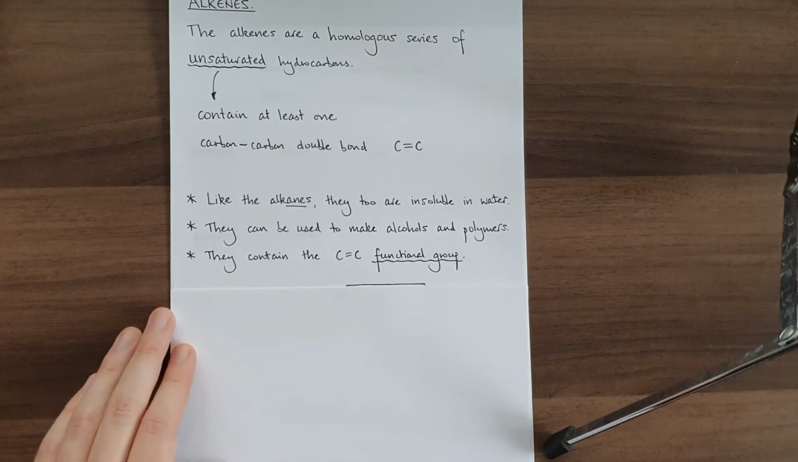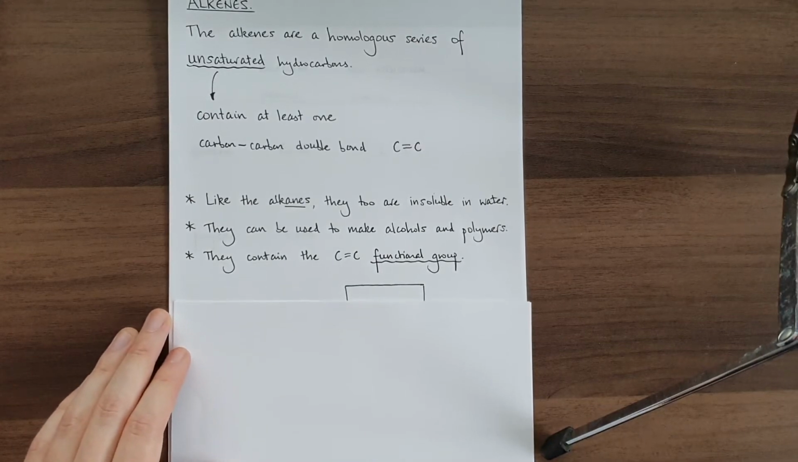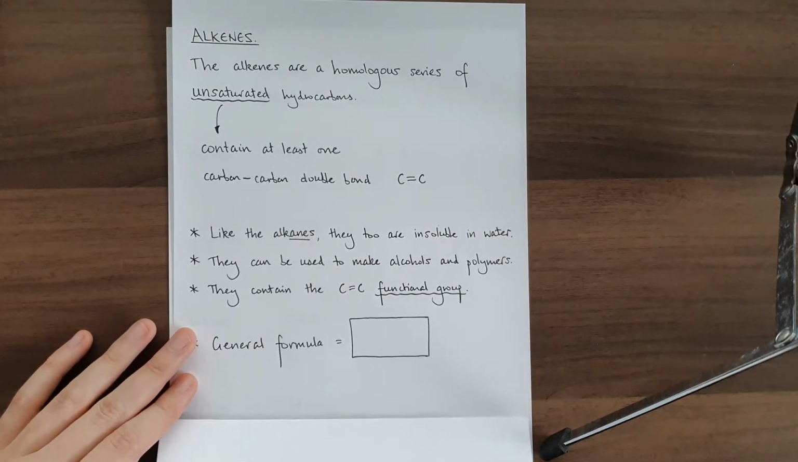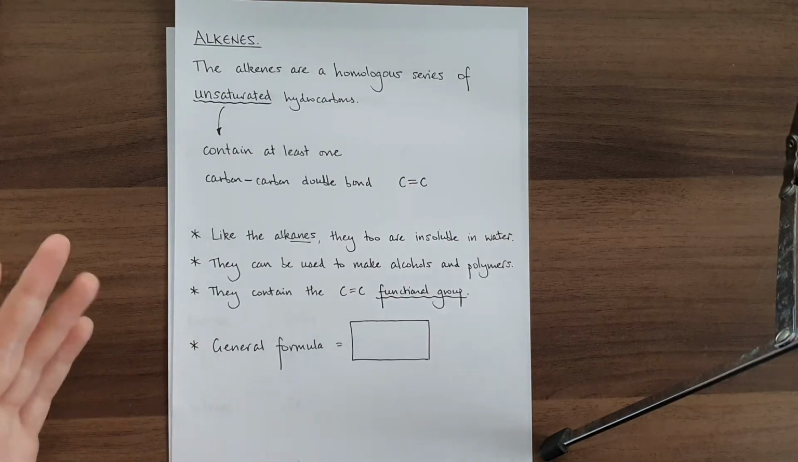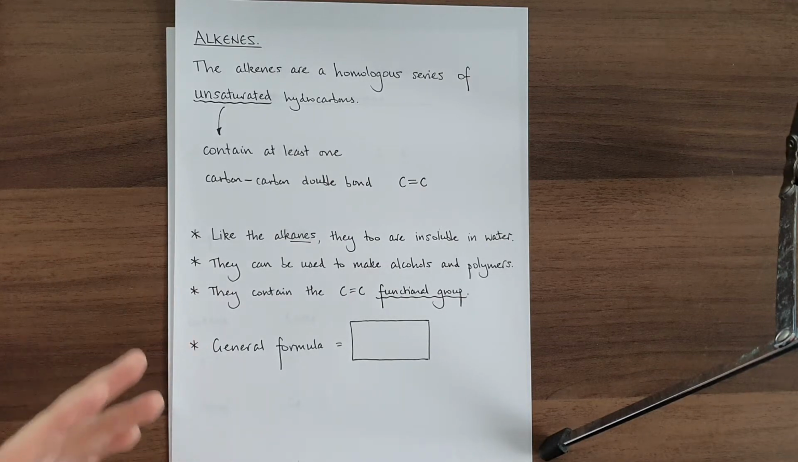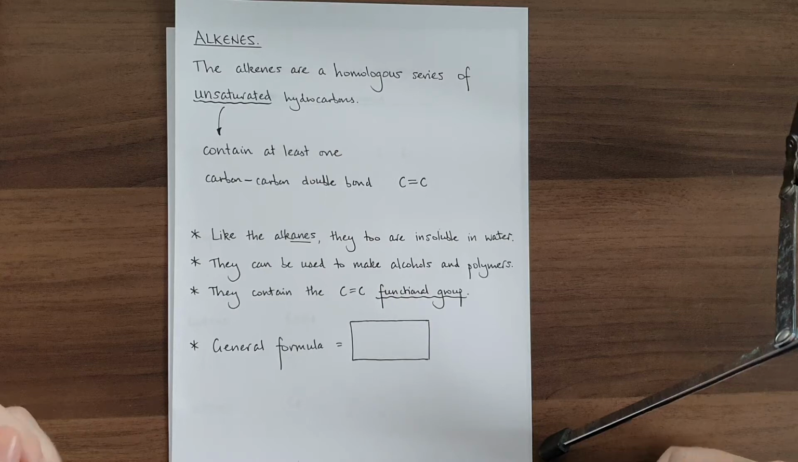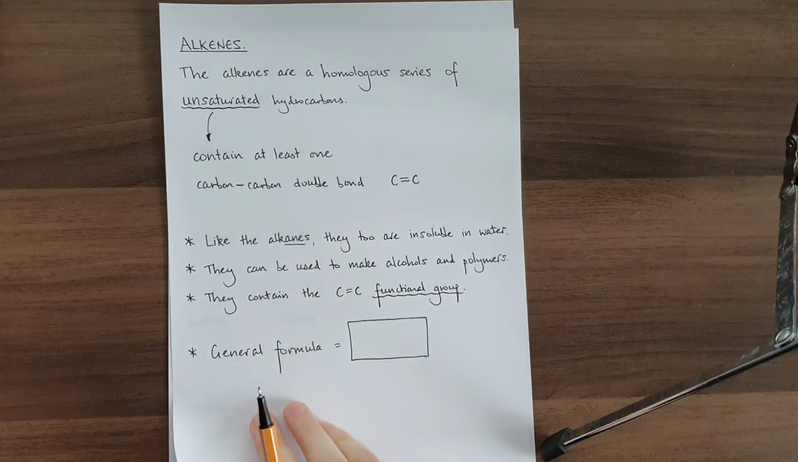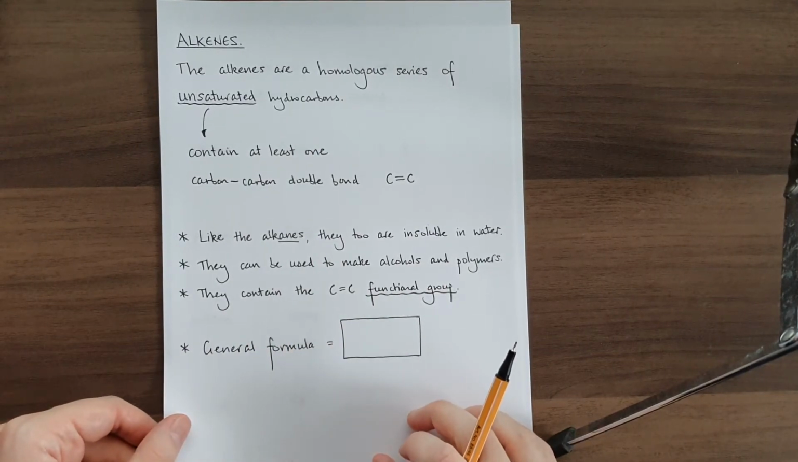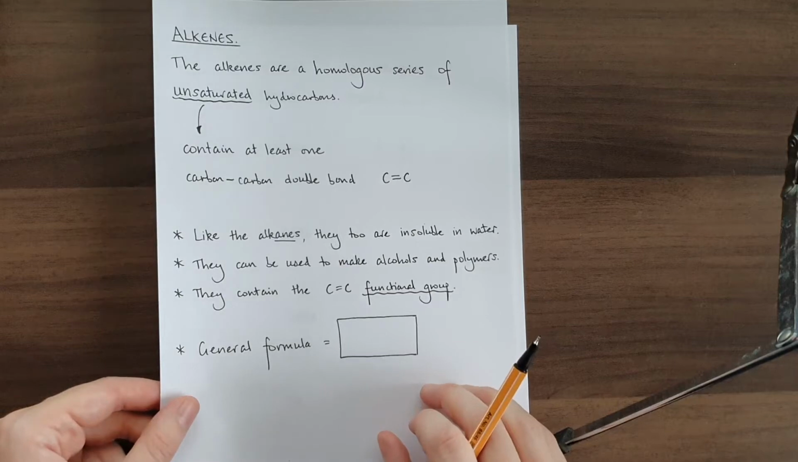And most importantly, of course, because it is a homologous series, we know that all the chemicals in this series will follow the same general formula. But this time what I thought I would do is we can try and work this out by having a look at the first few compounds in the series. So we will come back to this box and fill it out once we're confident that we know what it is by figuring it out.